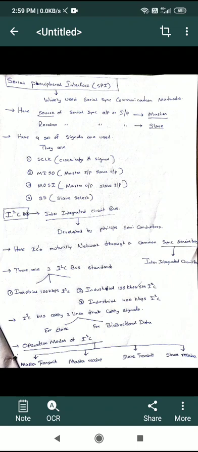Coming to the operation modes of I2C, it generally operates in four modes between the master and slave. The first is master transmit, the second is master receive, then slave transmit and slave receive. This is about wired communication technology in IoT.